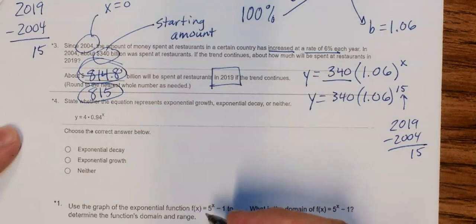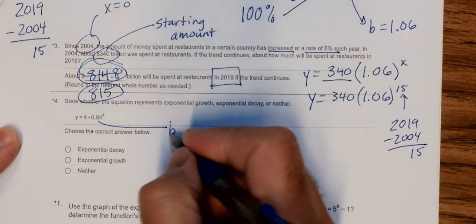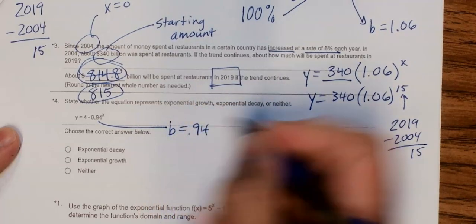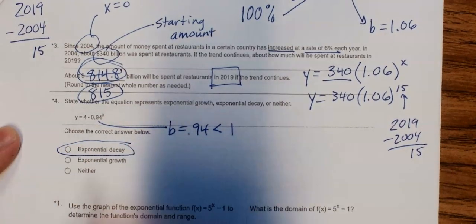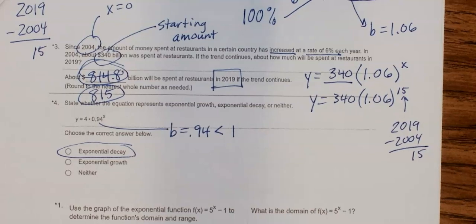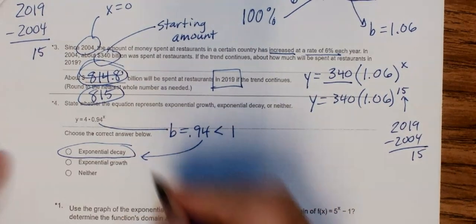Question 4. I see my B value is 0.94, which happens to be smaller than 1. What does that mean? Decay. Thank you very much. That is telling me exponential decay.